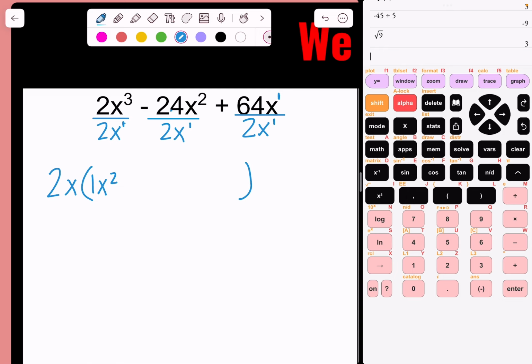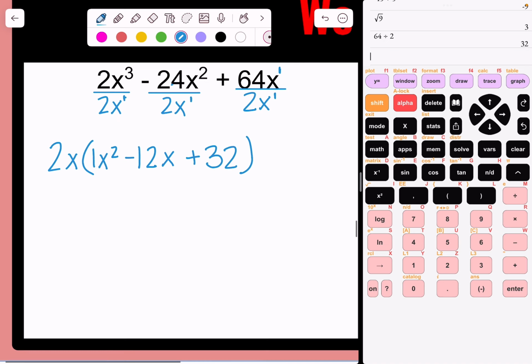Negative 24 divided by 2 is negative 12. x squared divided by x to the 1 just leaves me with x. And then 64 divided by 2 leaves me with positive 32, and those x's would cancel out. Because I am left with a trinomial that has 3 things, I'm going to see, can I find out what adds to negative 12 and multiplies to 32? Well, let's start with 32. What numbers multiply to 32?